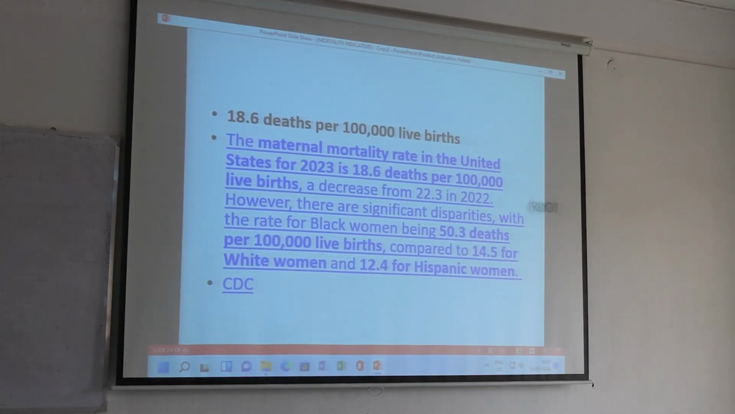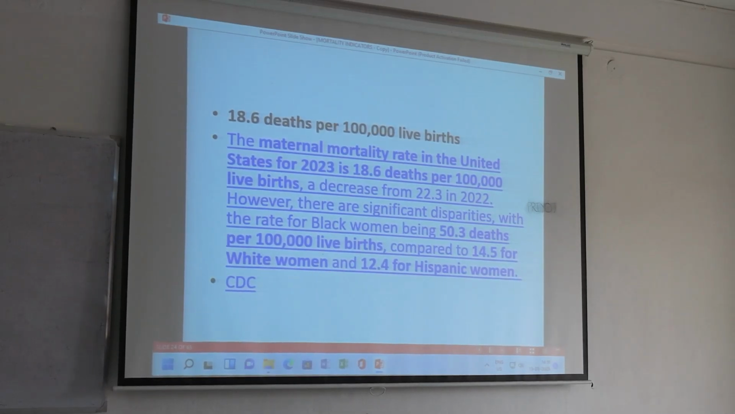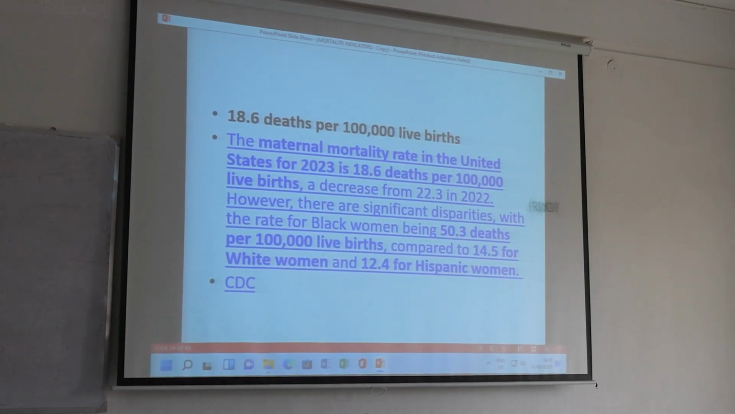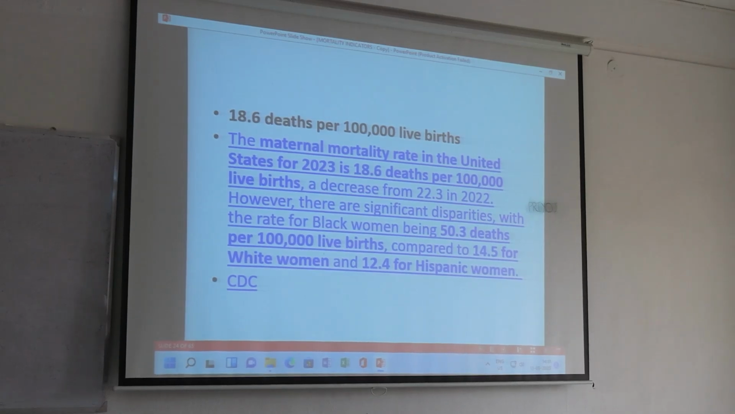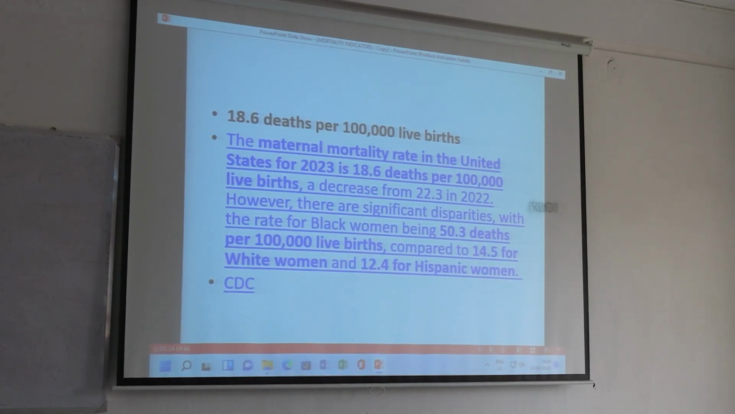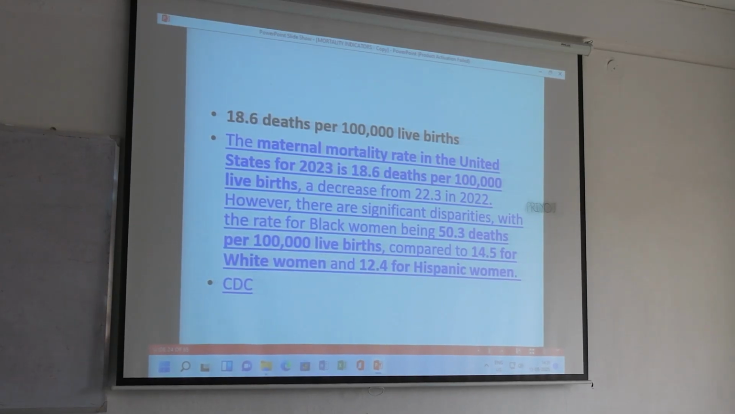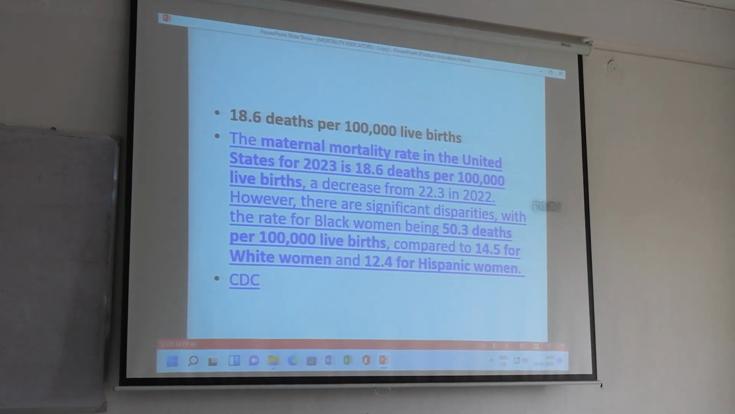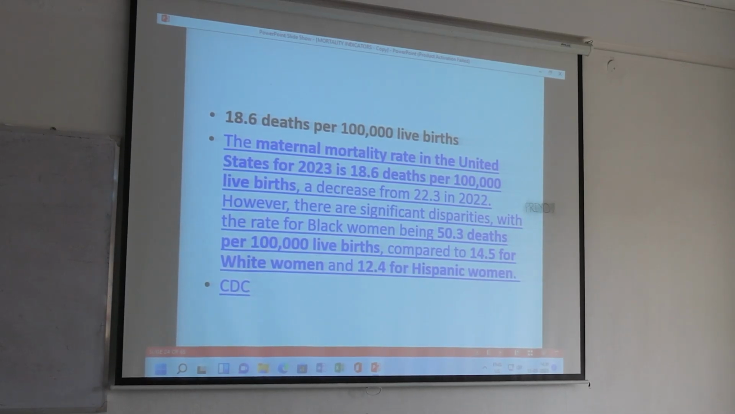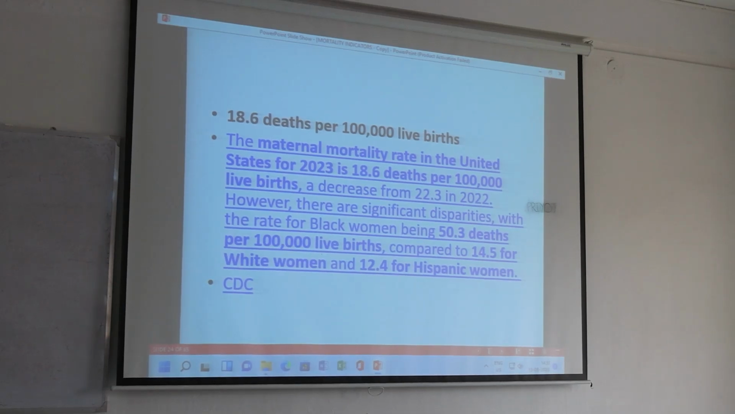So this is again the US figure. Now there's a decrease from 22.3 to 18.6. But again, in India we have different groups and different cultures. Here also the rate for Black women is 50 per 1 lakh, compared to 14.5 for white women and 12.4 for Hispanic women. So Black women have higher deaths. The reason is that many of them are underprivileged, and some of them do not get access to health education. This is why it is happening.